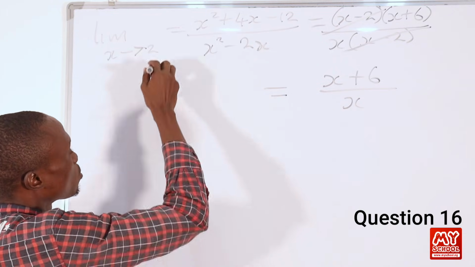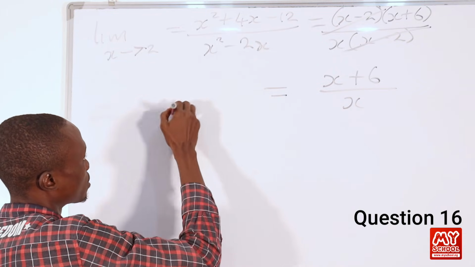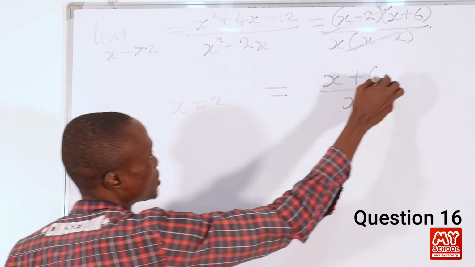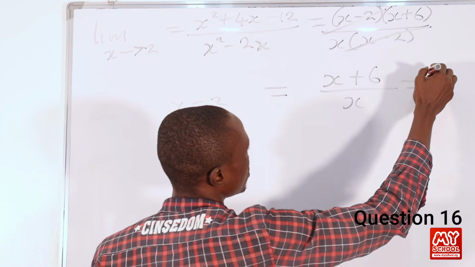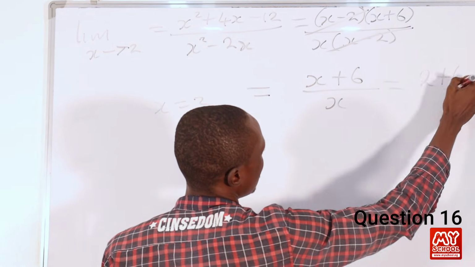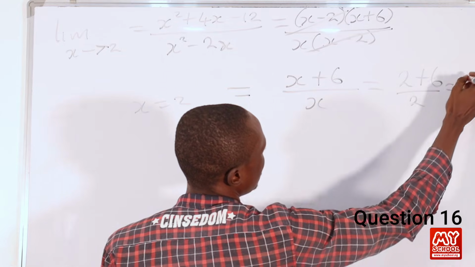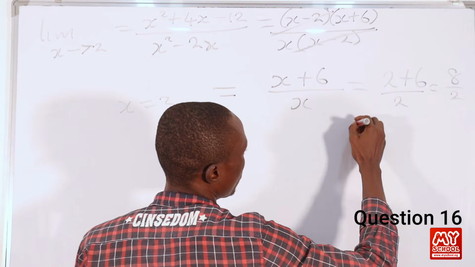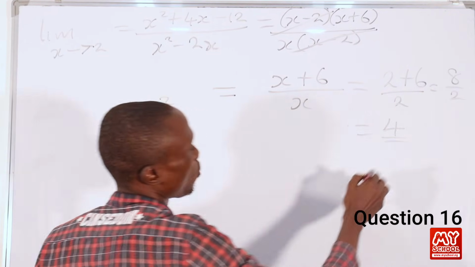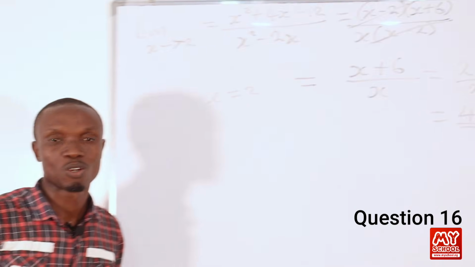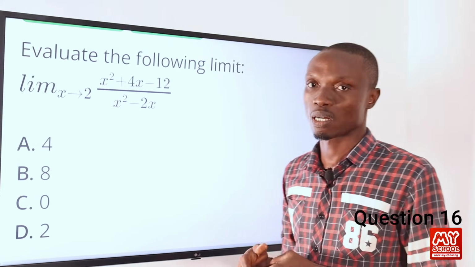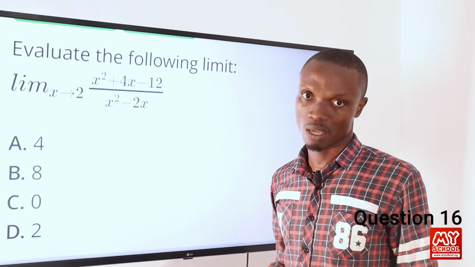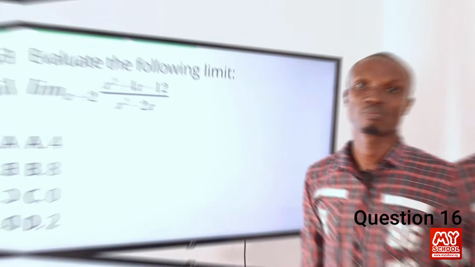Now we can substitute the value of x when x is 2. We can put it into our equation. This will give us 2 plus 6 all over 2, which is 8 over 2, and that gives us 4. So let's move over to our screen to see if we have our answer there. Going through the options, you discover that the correct option is A, which is equal to 4.